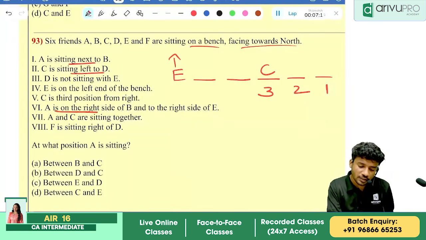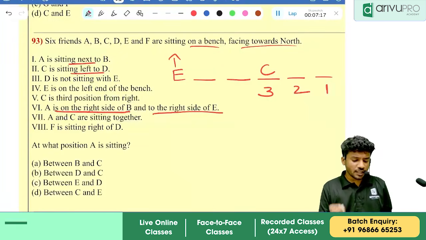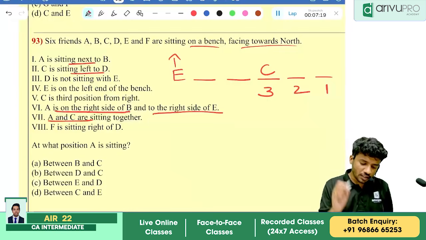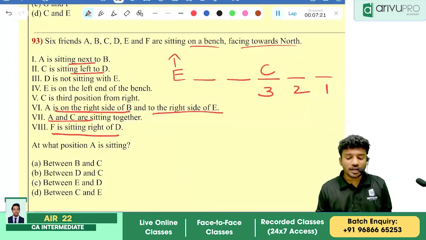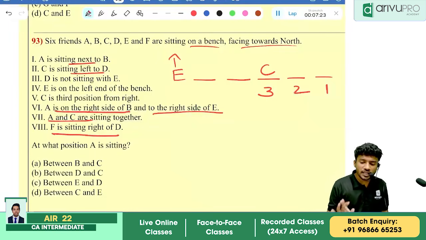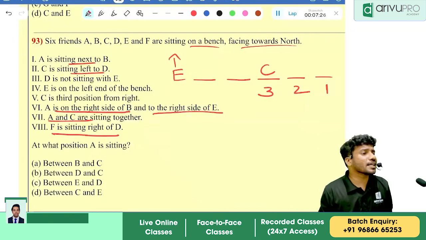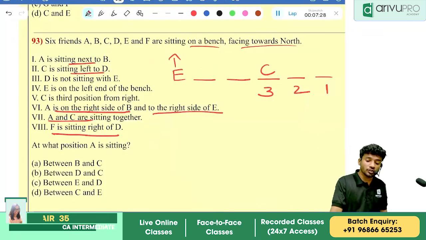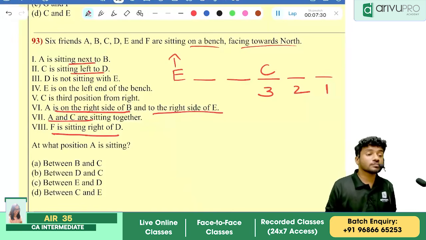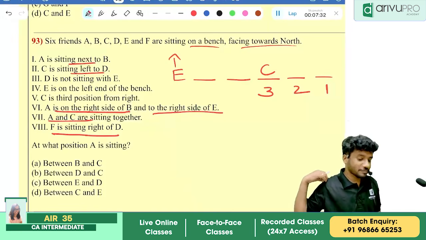Then A is on the right side of B and to the left side of E. A and C are sitting together. F is sitting right of D. All these things are given. You tell me what is the next step. Which is the next one you are going to draw? Tell me.